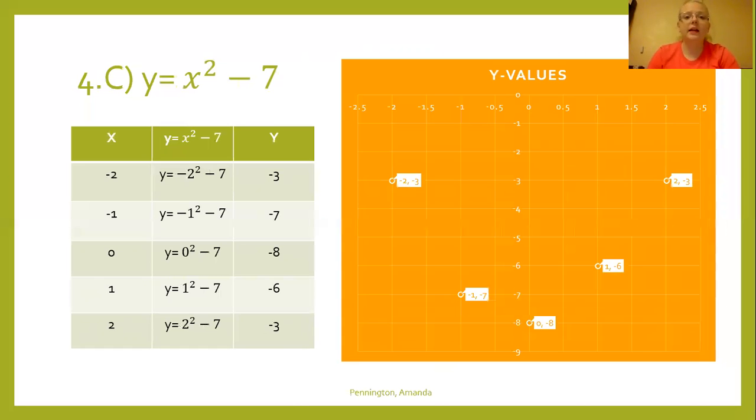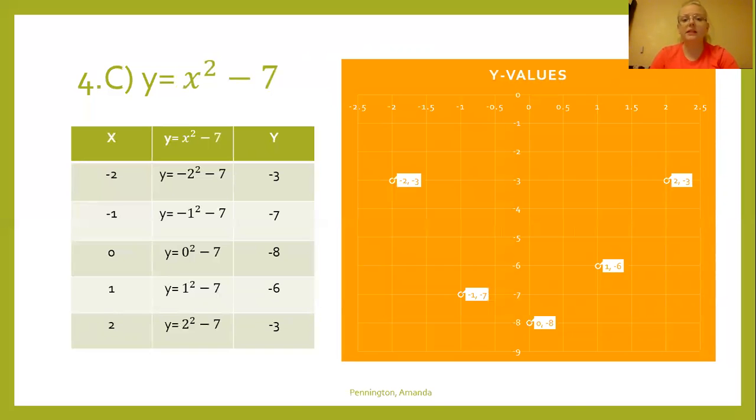Y equals x squared minus 7 for this last equation. Same x values. So y equals negative 2 squared minus 7, which gives us negative 3. Negative 1 squared minus 7 is negative 6.